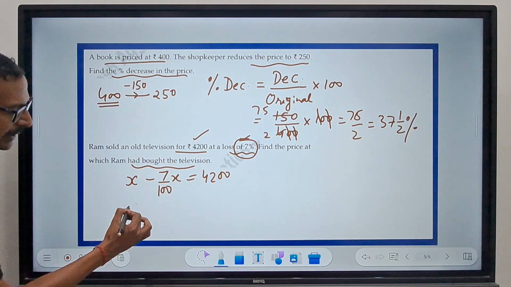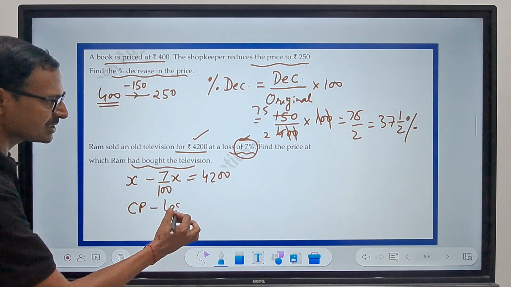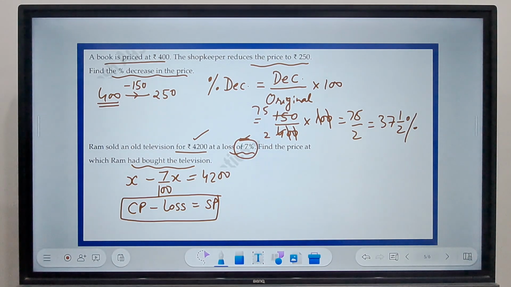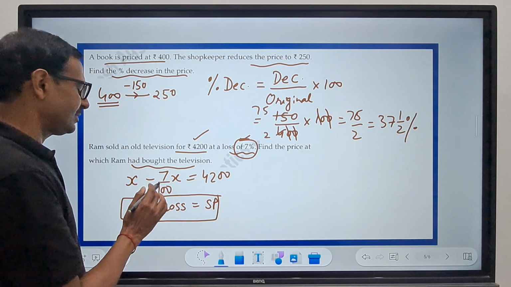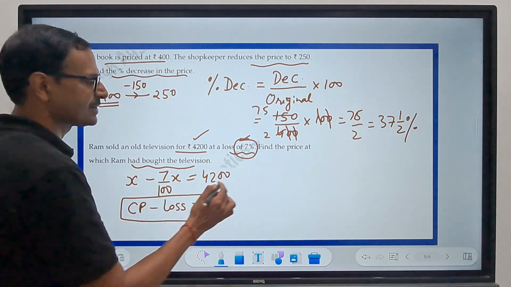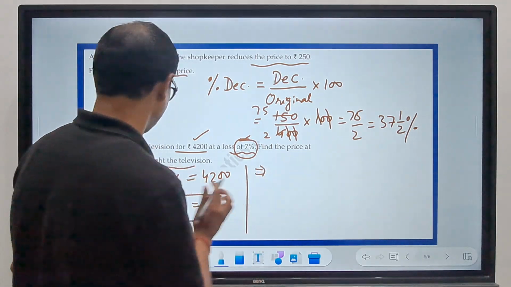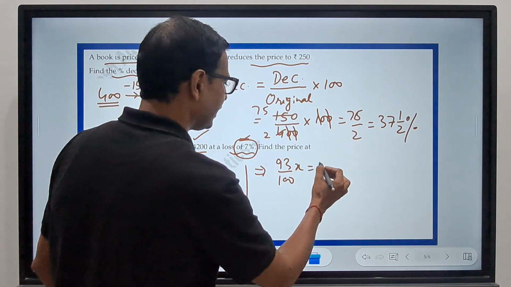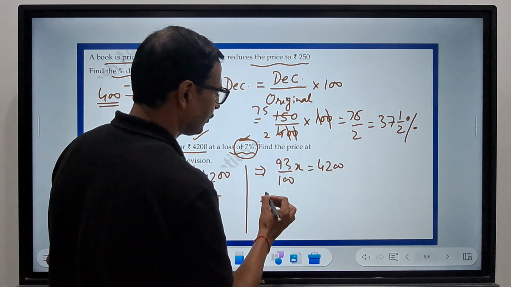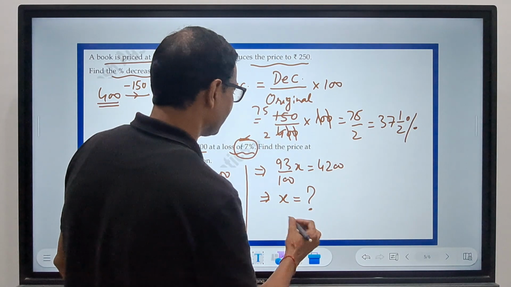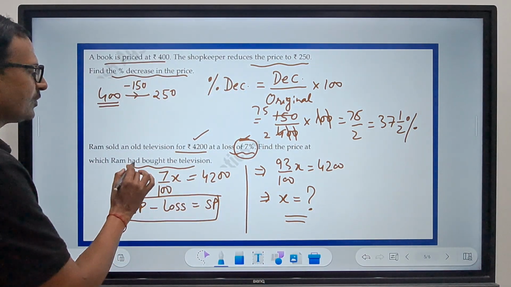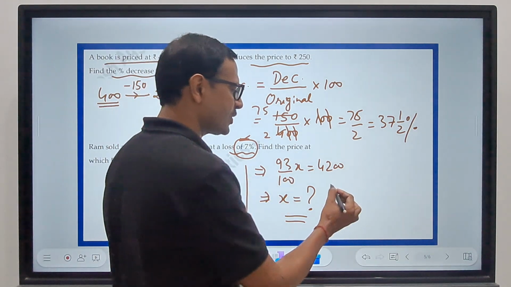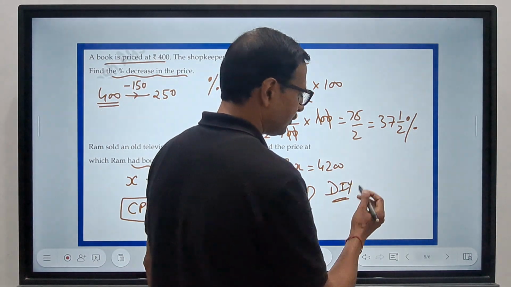So what did I do? I did cost price minus loss equal to selling price, the same thing which I told you in the first question. So now X minus 7 by 100 X, that gives us 100 minus 7 is 93, right? 93 upon 100 X equal to 4,200, and from here you can get the value of X, which will give you the price at which the person bought the television. So this is also a DIY for you. You can solve this and put your answer in the comments here.